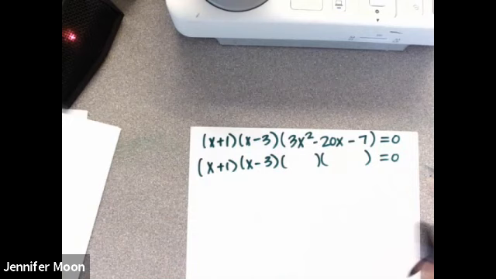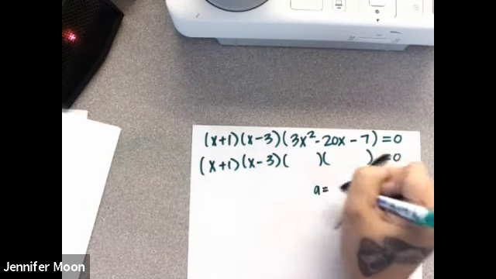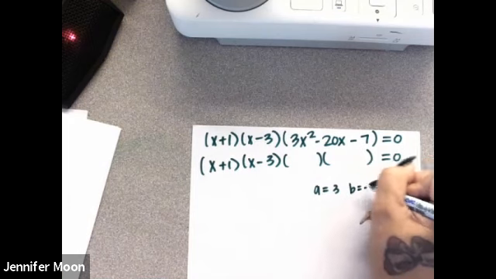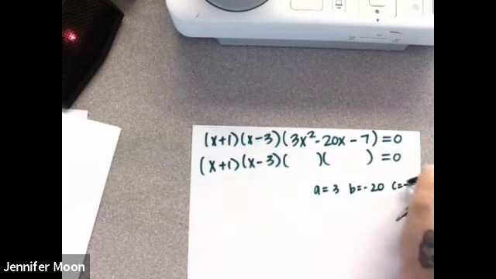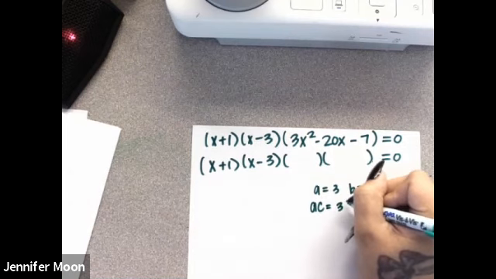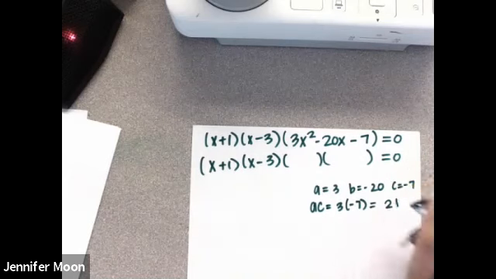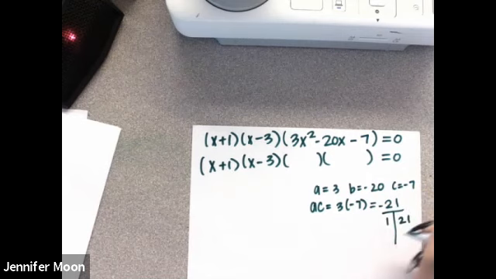Because it's not, I'm doing the AC method. And the AC method tells me to find my A, which is 3, my B, which is a negative 20, my C, which is a negative 7, multiply A times C, which is 3 times negative 7. 3 times 7 is 21. Signs are different, so it's negative. Factors of 21, which we did at the beginning of the problem, right? I get 1 and 21 and 3 and 7.